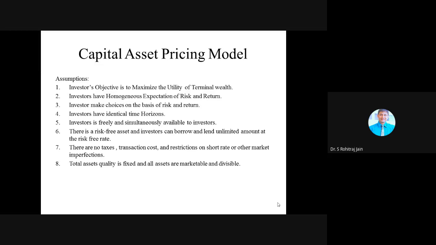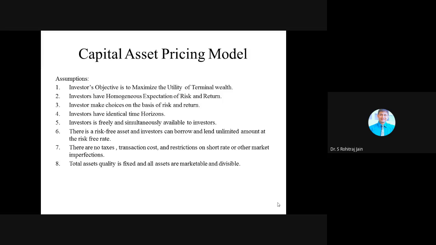The fourth one is investors have identical time horizons. Then the fifth assumption is that information is freely and simultaneously available to investors. The investors can go through the given information free of cost, and there will be no wastage of time. It will be only applicable for the information which is different from all. The efficient and common frontier line can be drawn.